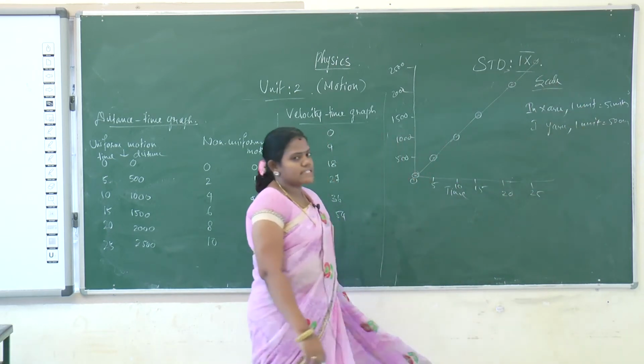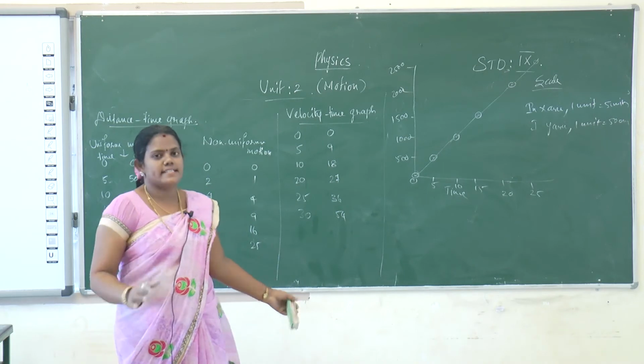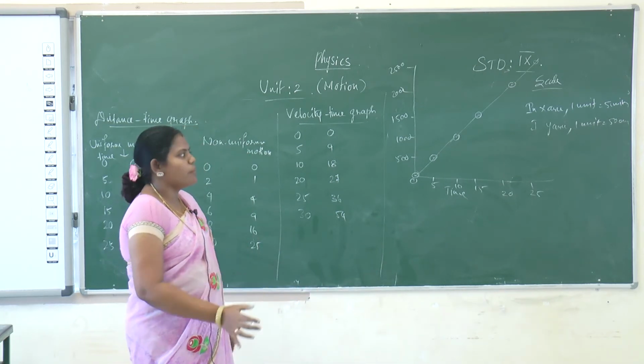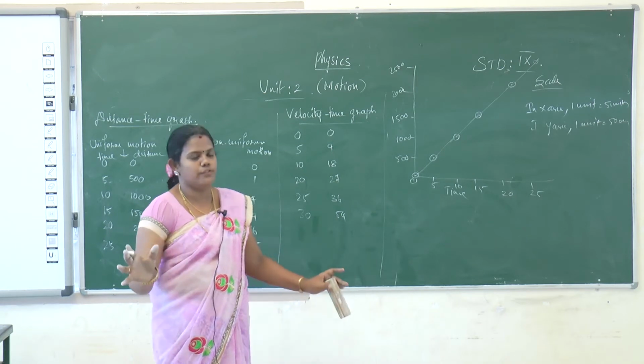You got a straight line, so the object is moving in uniform motion. If the graph is a straight line, then the object is moving in uniform motion.